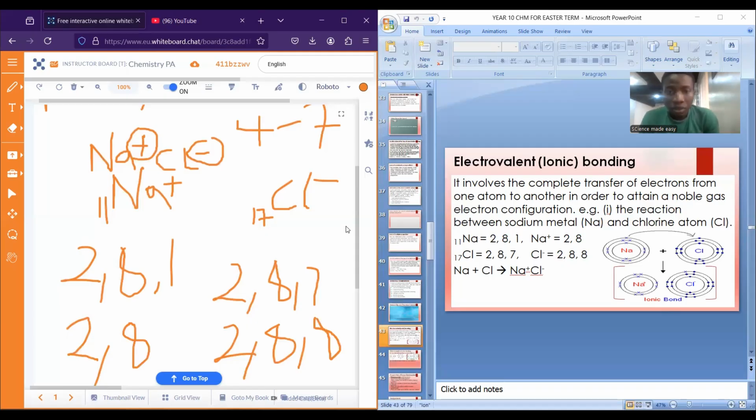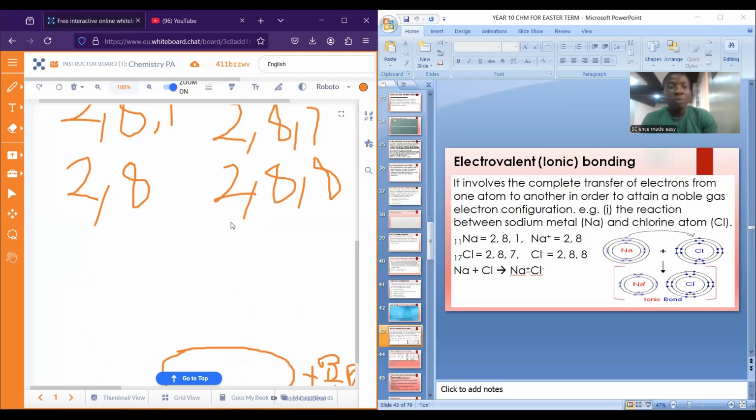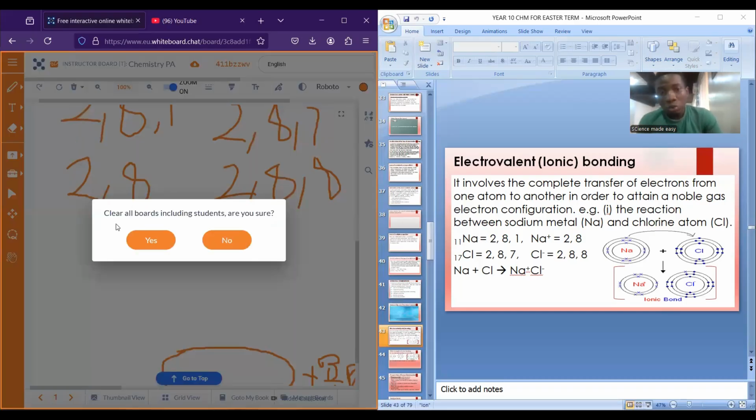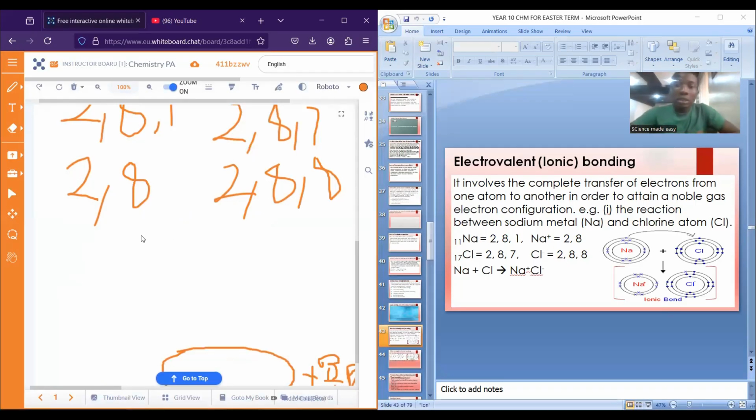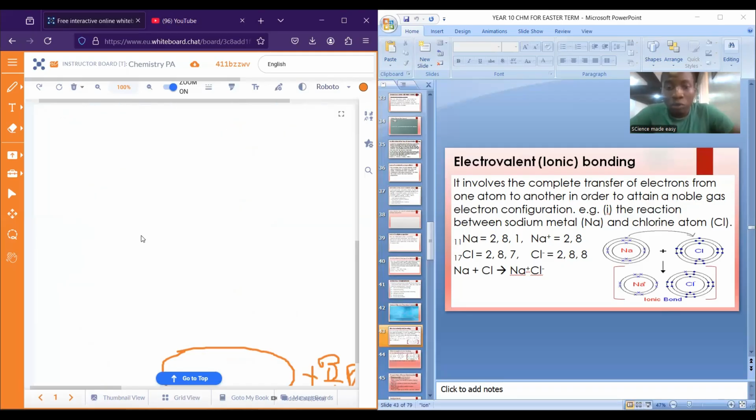Electrovalent combination. It's always between a metal and a non-metal. So you have to know the difference between a metal and a non-metal first before you can understand this topic very well. That is why I said you should go and check one of my YouTube videos, to understand how we can know which one is a metal and which one is not. So a metal usually has 1 to 3 electrons in the outer shell, while a non-metal usually has about 4 to 7 electrons in the outer shell.